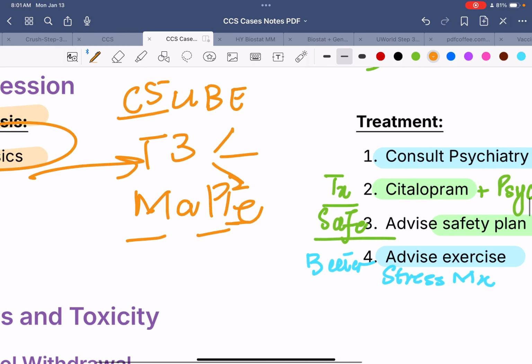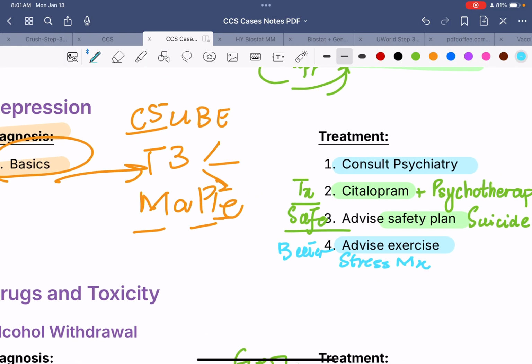And then for the specific treatment, of course, it's a psychiatric case, you're going to consult psychiatry, and for the specific treatment, you're going to start some sort of antidepressant such as citalopram along with psychotherapy. And if the patient is suicidal, advise some sort of safety plan or suicide contract. And for better stress management, of course, advise exercise or relaxation techniques.